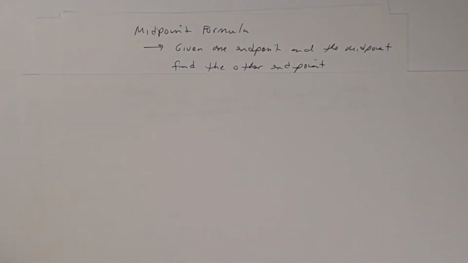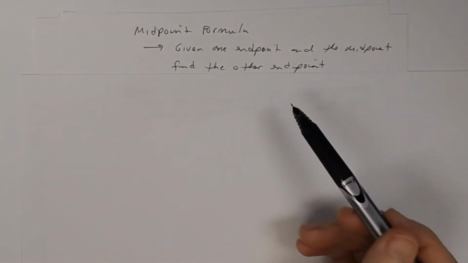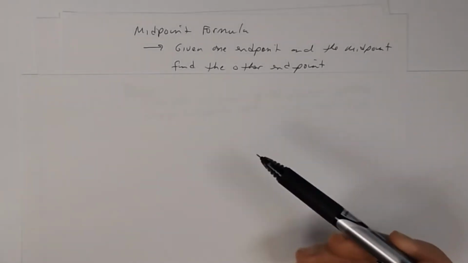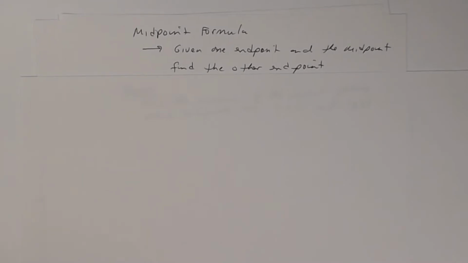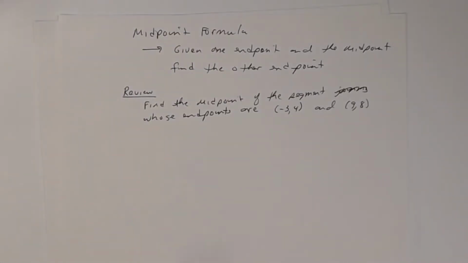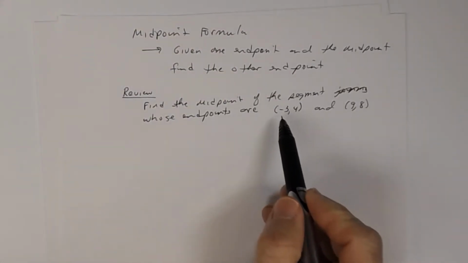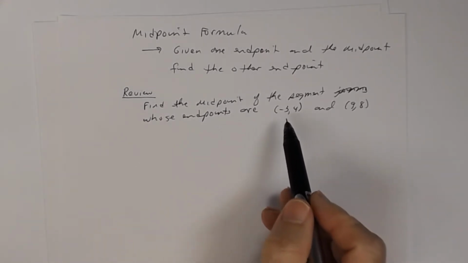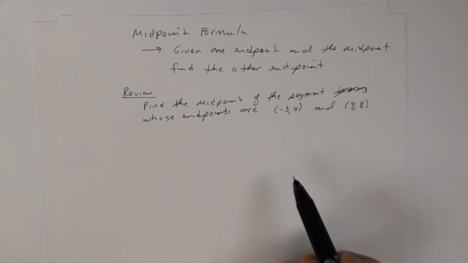What you did previously was this. Given two endpoints, you found the midpoint. That's what you did previously. So let's review that part. So here's a review question. Find the midpoint of a segment whose endpoints are negative 3, 4, and 9, 8.